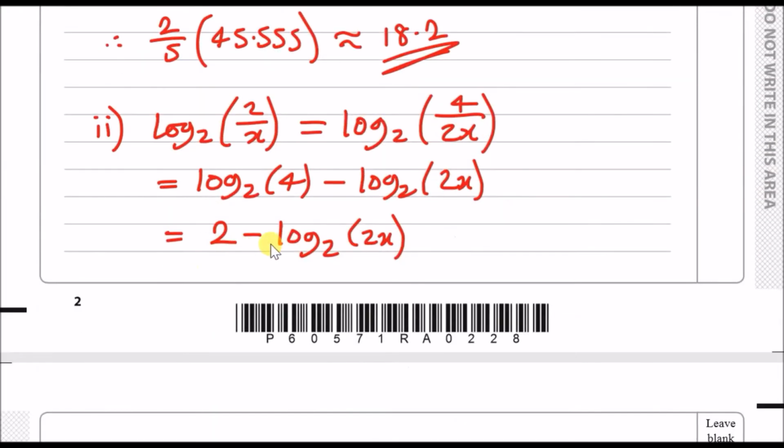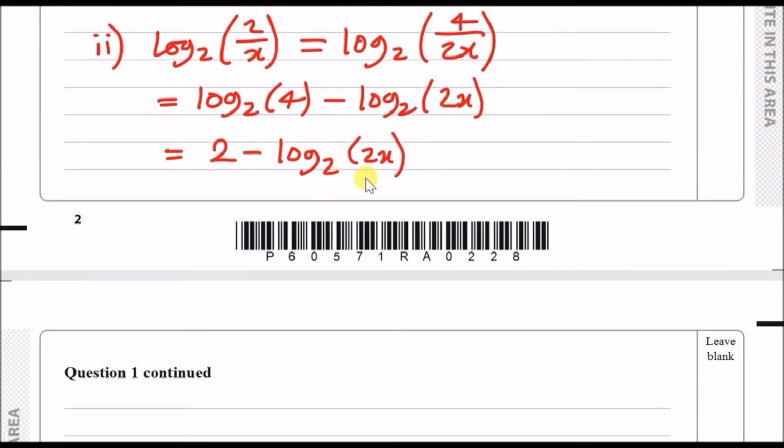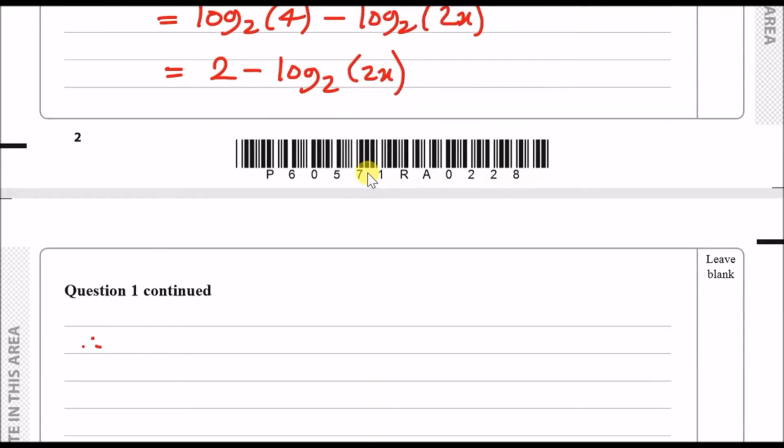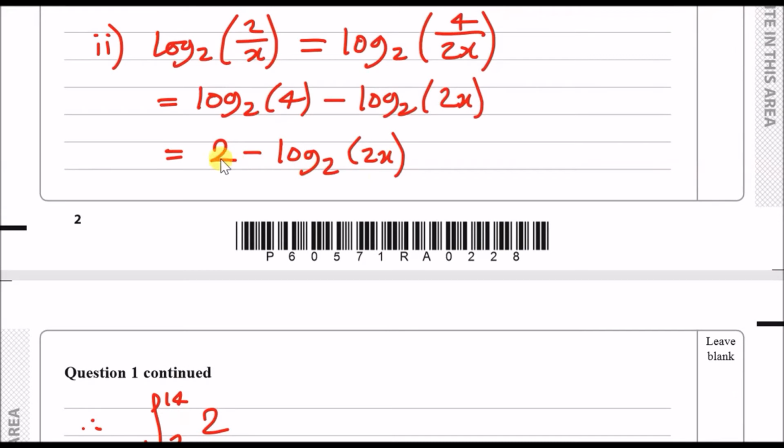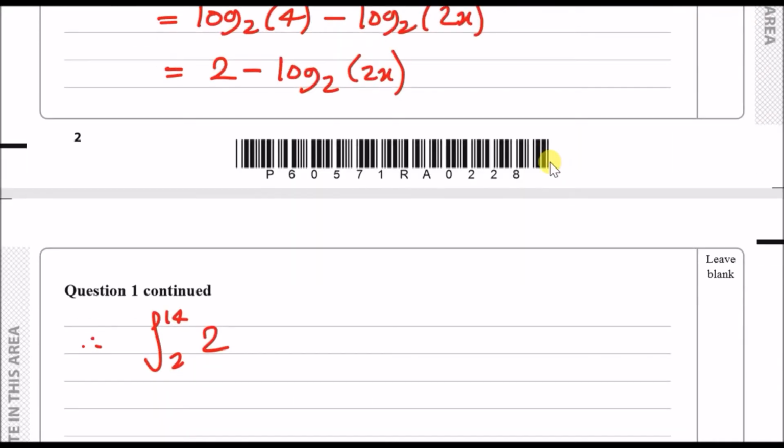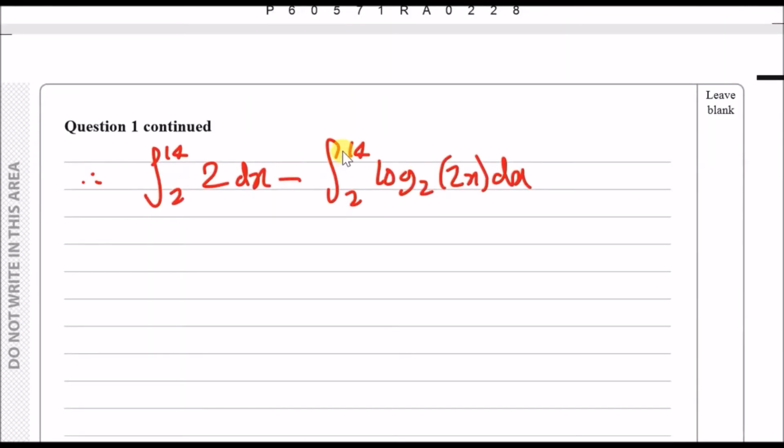Now all we can do, guys, is just put this into the integral sign. So it's going to look something like this. We now have the integral from 2 to 14 of 2, and the good thing is when you plus or minus, you can separate the integral terms. So it'll be the integral of 2 take away the integral of this. So integral 2 dx minus the integral from 2 to 14 of log 2x dx. Okay, so that's good so far.